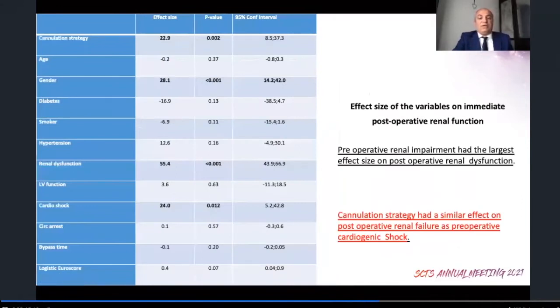The table on the left shows the effect size of variables on immediate postoperative renal function. We did this based on the finding that I showed in the previous graph, and we found that pre-operative renal impairment had the largest effect size on postoperative renal dysfunction. Cannulation strategy had a similar effect on postoperative renal failure as pre-operative cardiac shock.